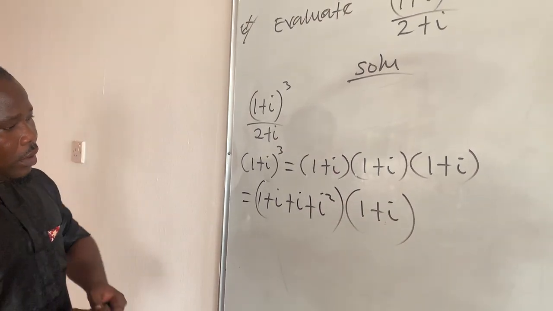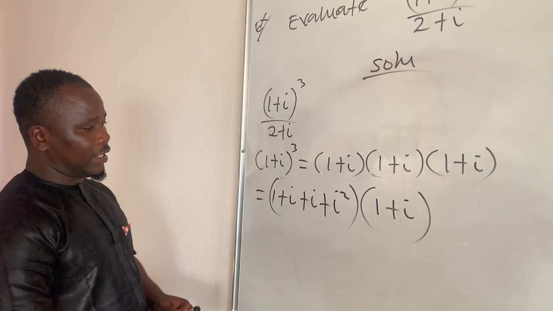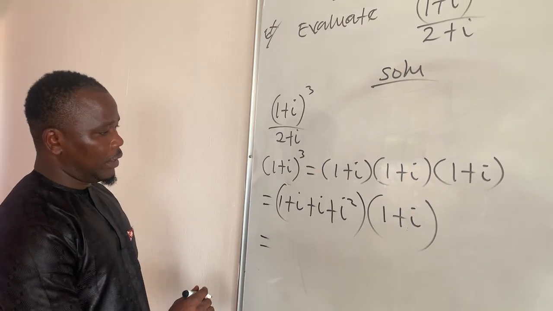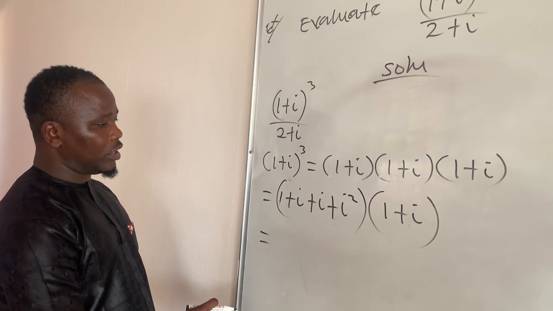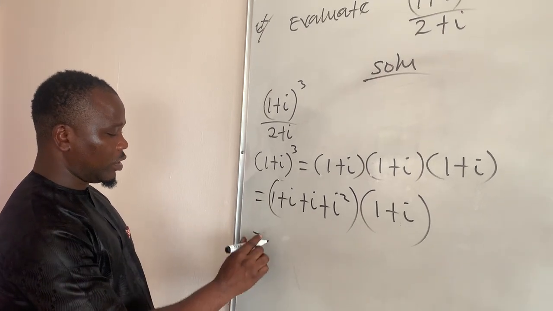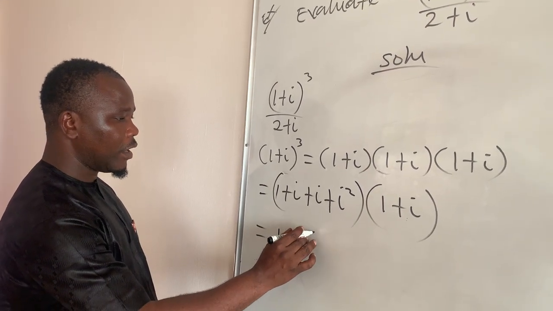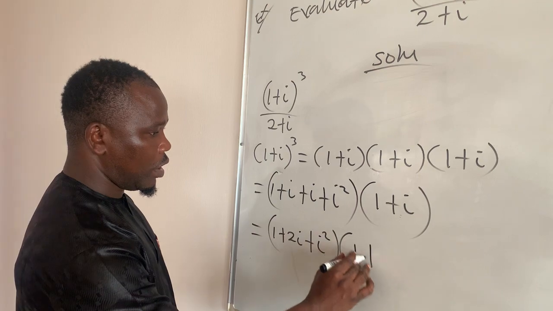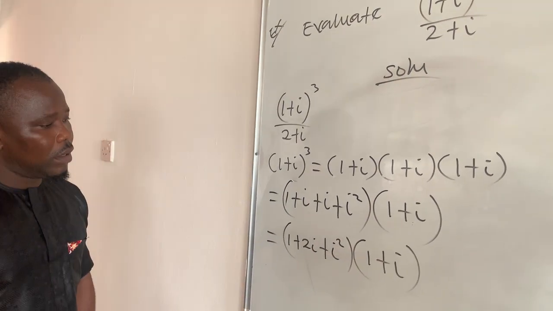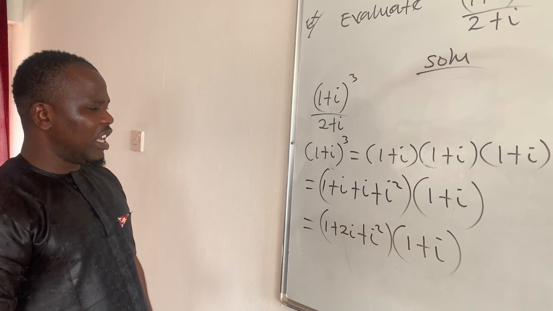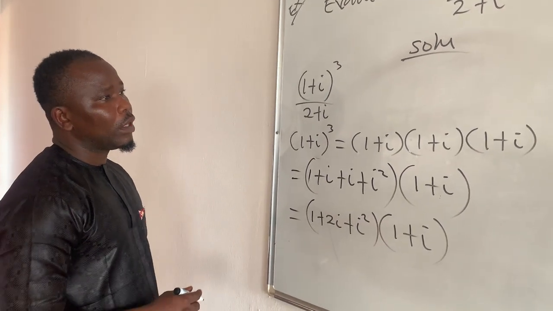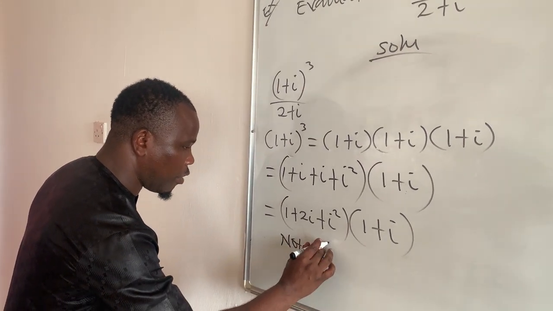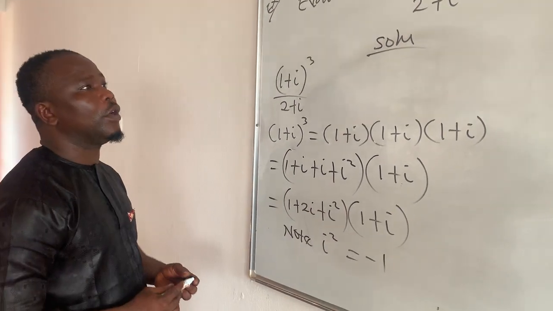Look into these brackets. We can add the first bracket: note that we can add i and i to give us 2i. So this bracket will give us (1 + 2i + i squared), all in brackets, times (1 + i). In complex numbers, you should also note that if i is raised to the power 2, this is the same thing as minus 1.